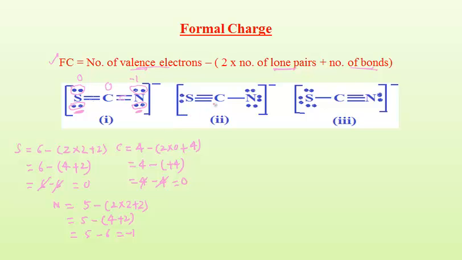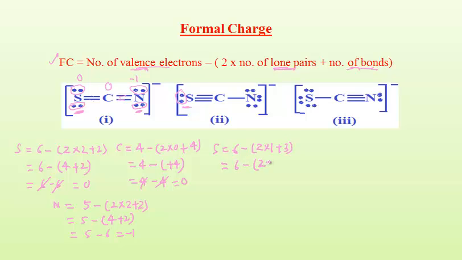Let's move on to the next resonance of thiocyanate ions, and we calculate the formal charge over the sulfur atom. Number of valence electrons: sulfur atom has 6 valence electrons, minus, and here we mention 2 multiplied by number of lone pairs. This sulfur atom has only 1 lone pair, and plus the number of chemical bonds formed by the sulfur atom. It forms 3 chemical bonds. I mentioned here 3.